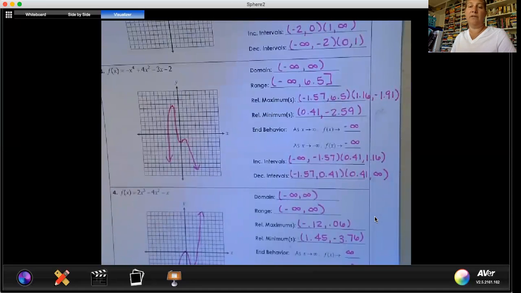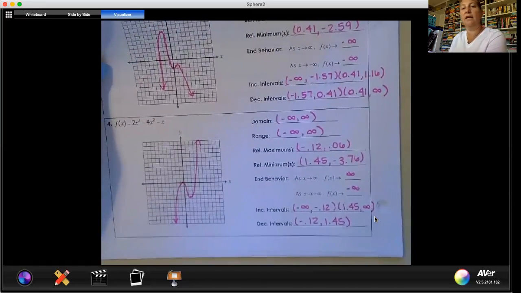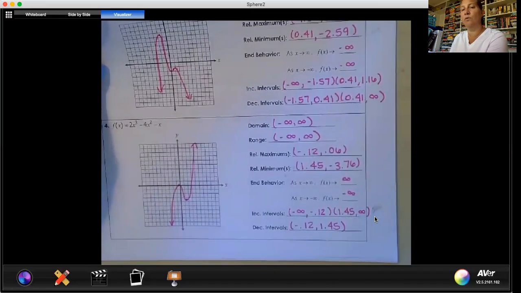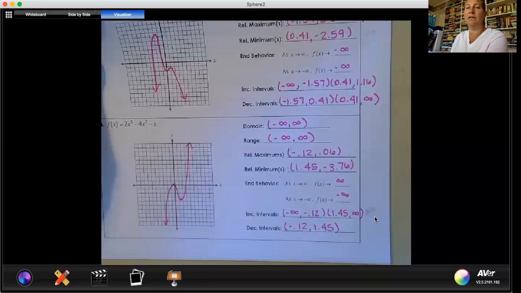As x approaches infinity, f of x approaches negative infinity. As x approaches negative infinity, f of x approaches negative infinity. You are increasing from negative infinity to negative 1.57 and from 0.41 to 1.16. You are decreasing from negative 1.57 to 0.41 and 1.16 to infinity.